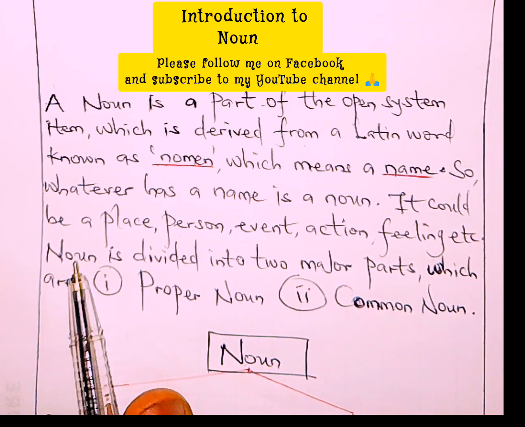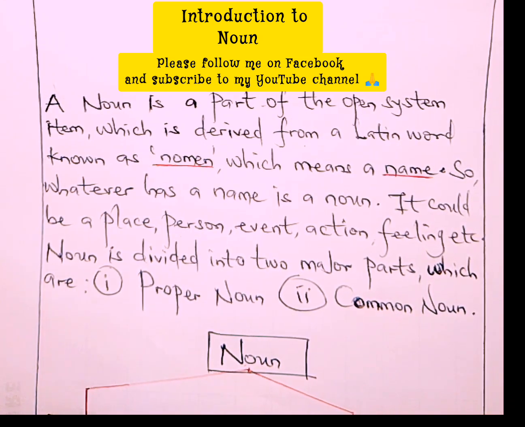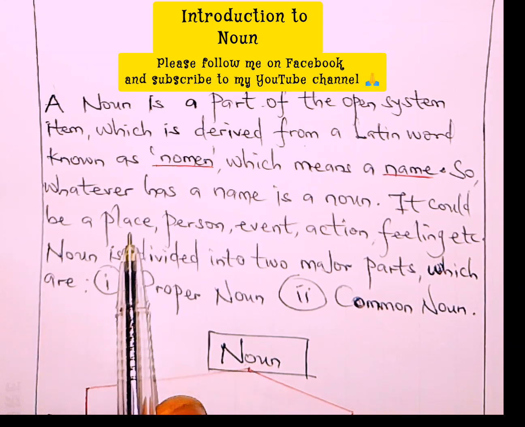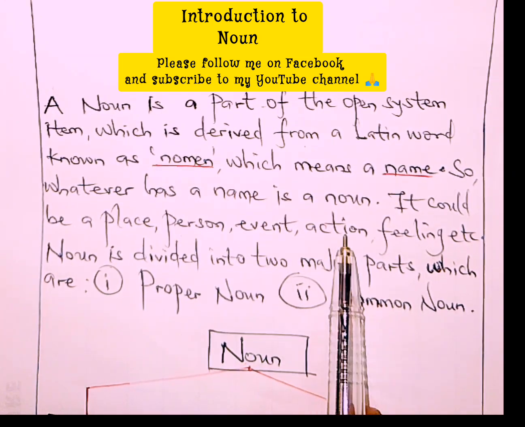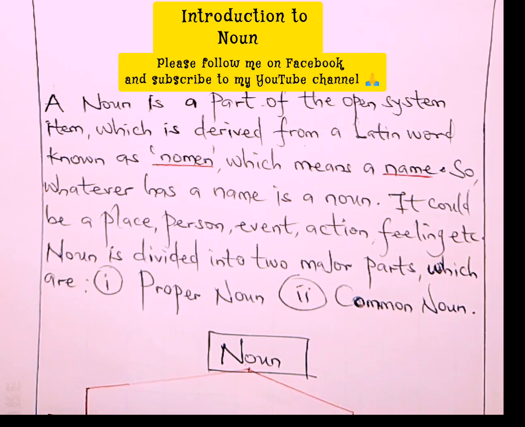When we talk about a noun, we're talking about anything that has a name, except that very thing does not have a name. But whatever has a name, as far as that very thing has a name, it has been christened. It means we are talking about a noun. Don't forget, it could be a place, a person, an event, an action, a feeling, it could be anything. But as far as such a thing has a name, it means you're talking about a noun.